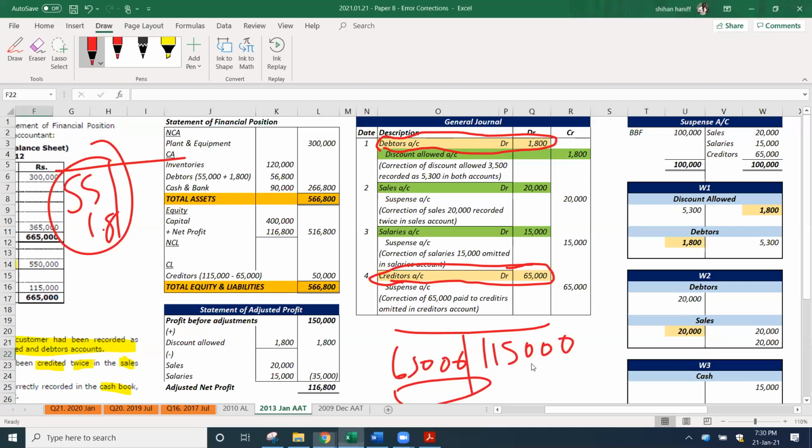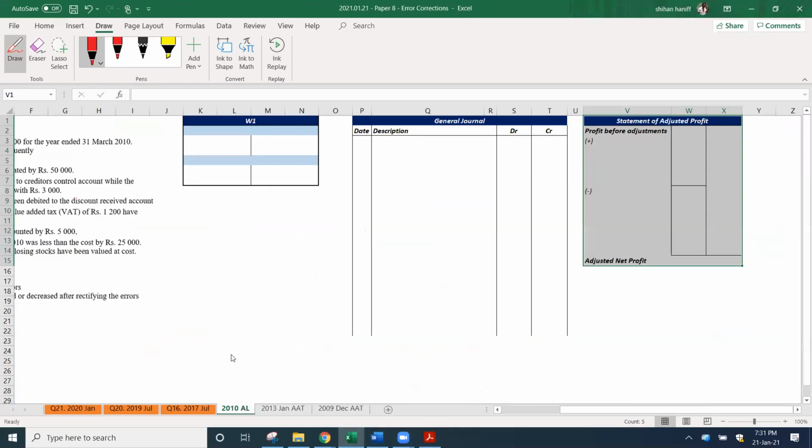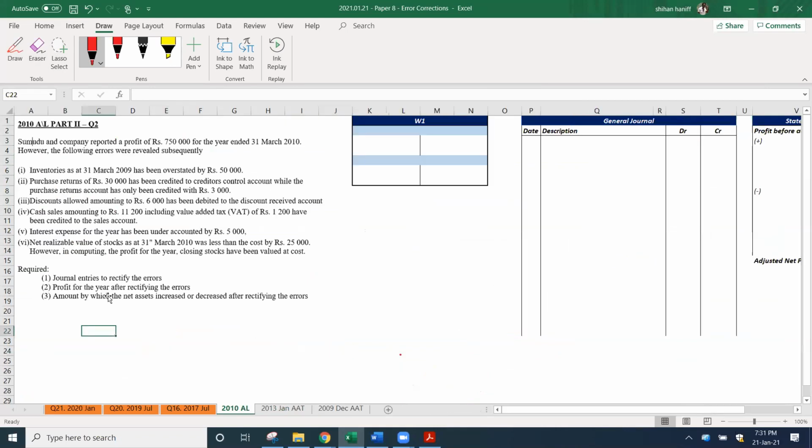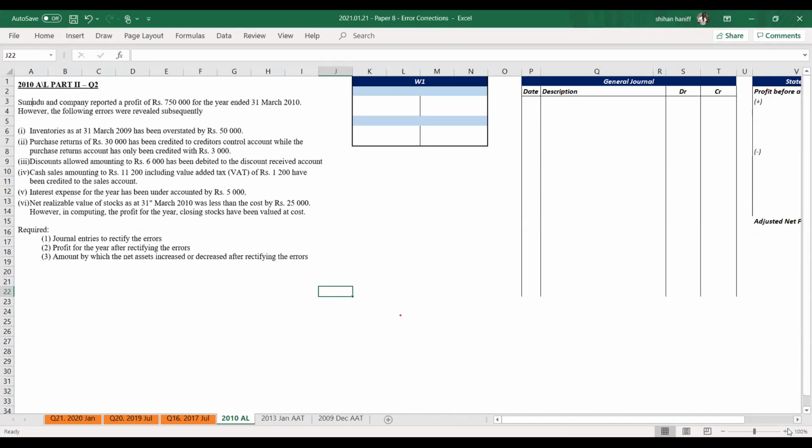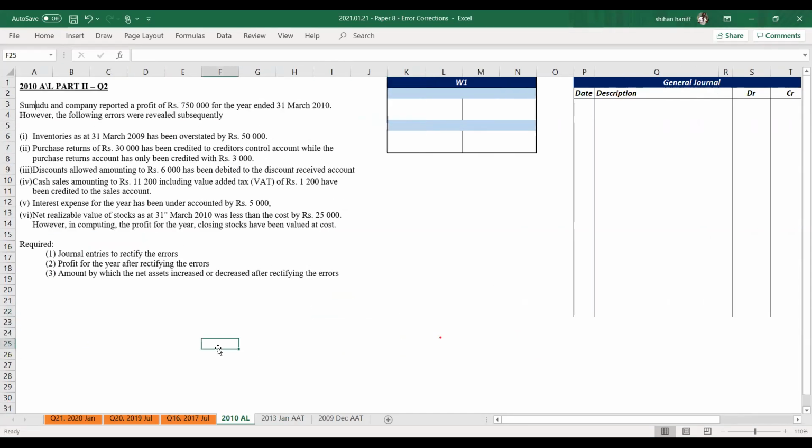Okay, so let's move to the remaining question. I will do the 2010 A-level paper. So let's do the 2010 A-level paper, part 2, question number 2.